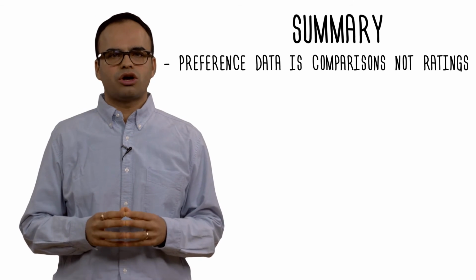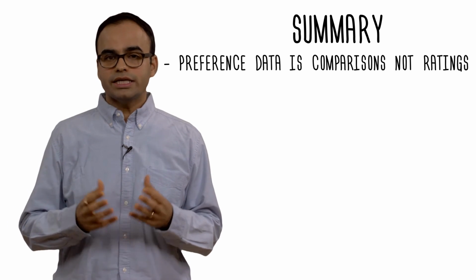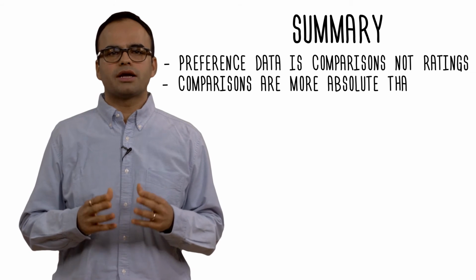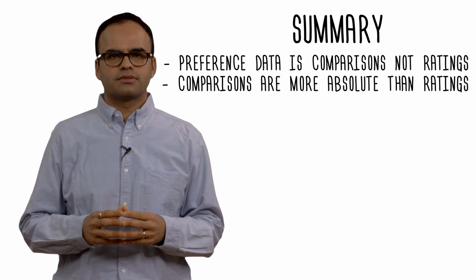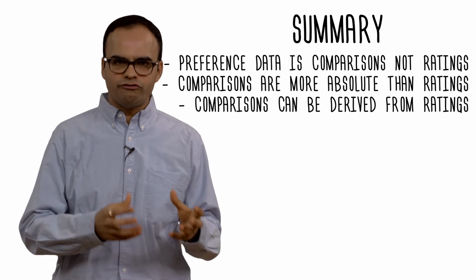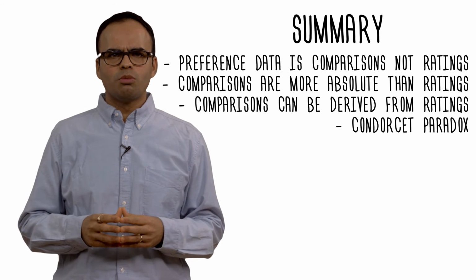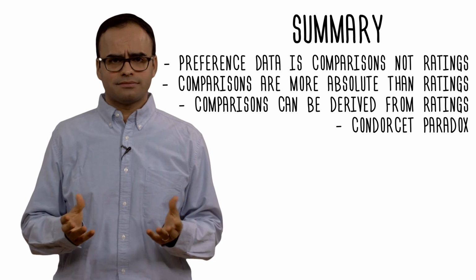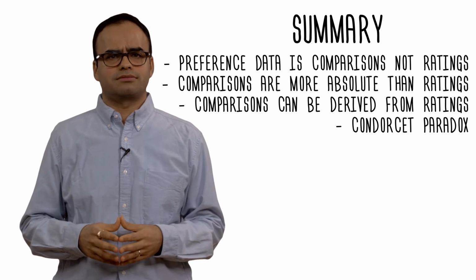In summary, in this section we have discussed the following topic. In many scenarios, the preference data available is not necessarily ratings. It is comparisons, such as those in sports. Comparisons are a more absolute way to capture preferences compared to ratings. Comparisons can be easily derived from ratings. When preferences are comparisons, obtaining global ranking from them is not easy. Condorcet paradox is a nice example that explains this difficulty.